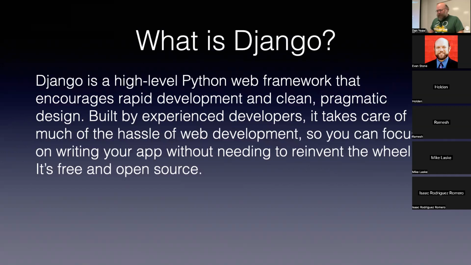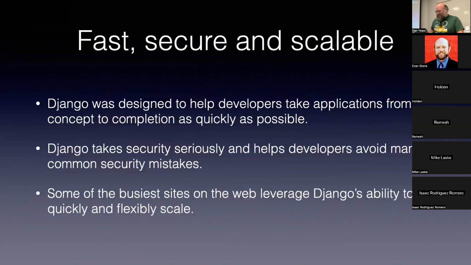Okay, what is Django? Django is a high-level Python web framework that encourages rapid development and clean, pragmatic design. Built by experienced developers, it takes care of much of the hassle of web development so you can focus on writing your app without needing to reinvent the wheel. It's free and open source. That's free as in free beer. So it's fast, secure, and scalable.